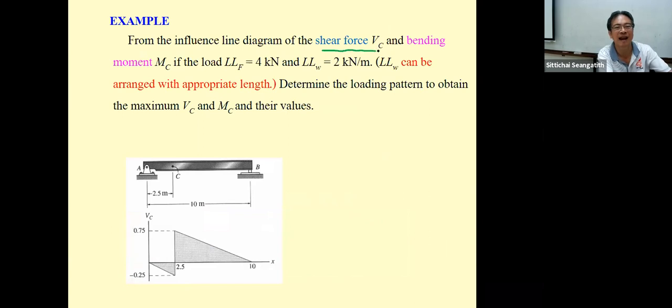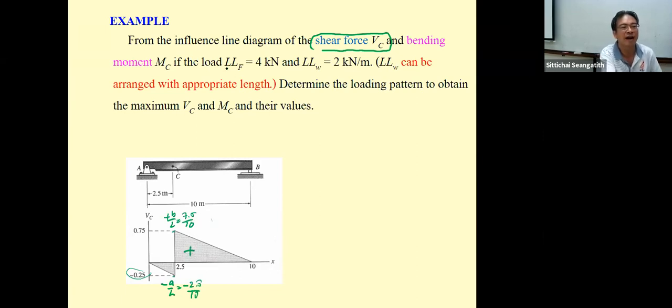The influence line for shear V sub C. This is the influence line for shear V sub C. This is minus A over L. This is going to be minus 2.5 divided by 10. Okay, this is going to be the value of minus 0.25. This is plus B over L. This is 7.5 divided by 10. This is going to be 0.5. And this has the maximum influence.